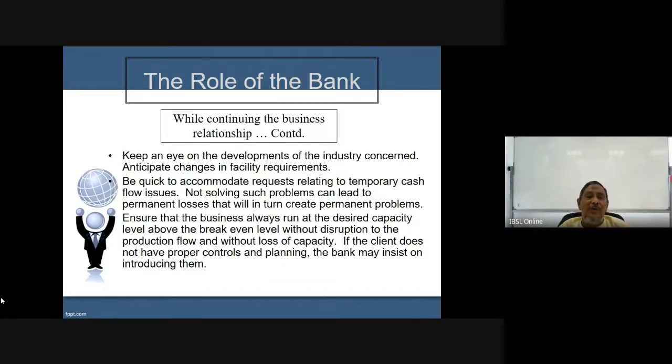How do you pay this? What is the repayment source? The basic fundamental in lending is the repayment source.